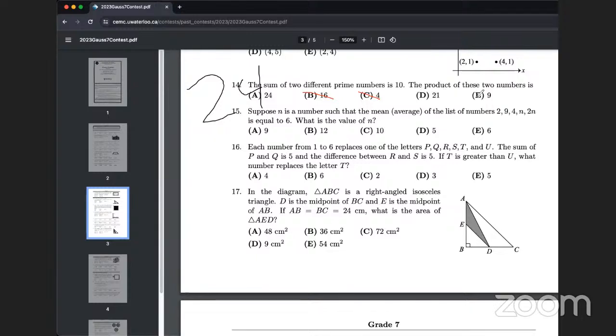24? Okay. You guys are right, it is 21. It is D. So tell me, what are the two prime numbers that equal 10 and when you multiply them it is 21? 7 and 3, good job.